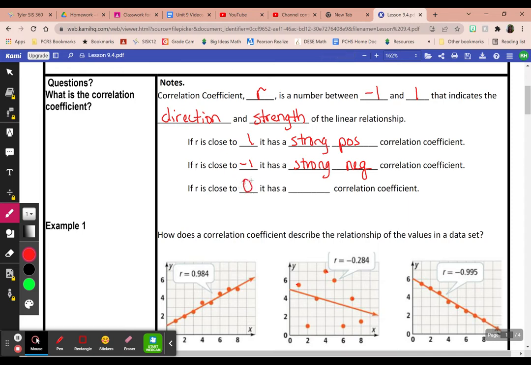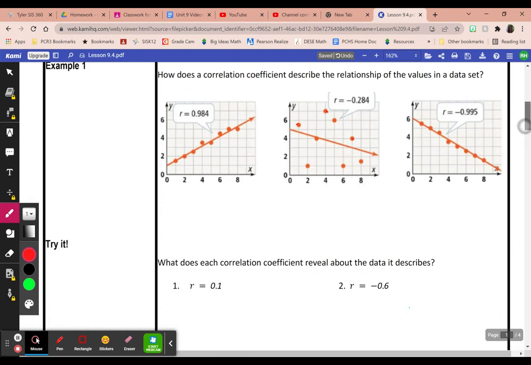Then if r is close to 0, it has what we call a weak correlation, meaning that none of the points are really related to each other. They don't really follow any type of pattern.